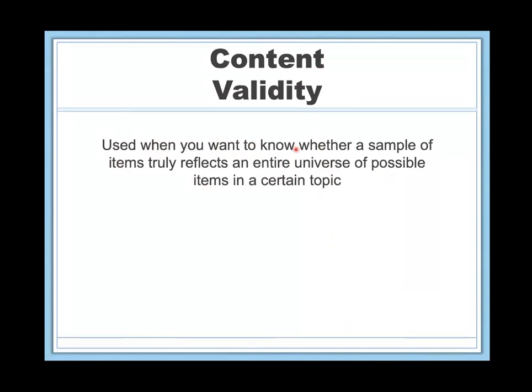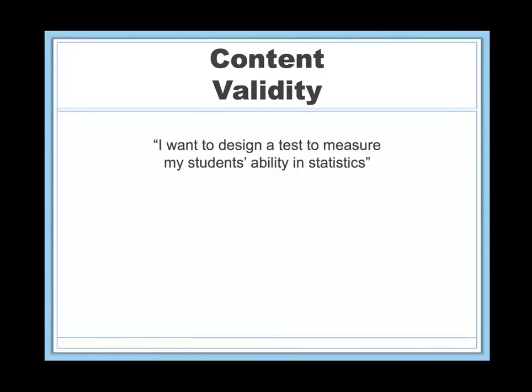Content validity is used when you want to know whether a sample of items truly reflects an entire universe of possible items in a certain topic. All right, that's pretty wordy, but I can illustrate this very simple idea with an example. Let's say as a professor of statistics, I want to design a test to measure my students' ability in statistics. Pretty reasonable, right? But we need to make sure that this test has good content validity.